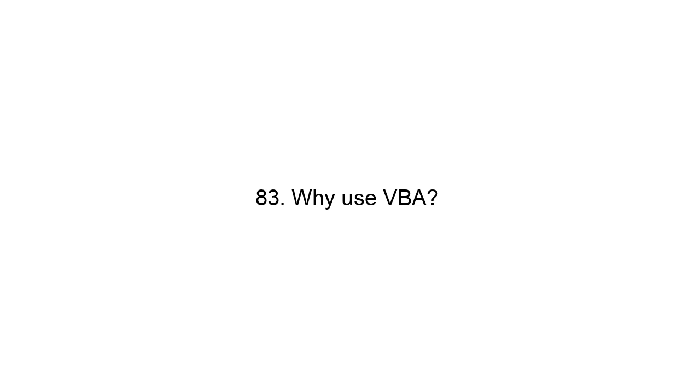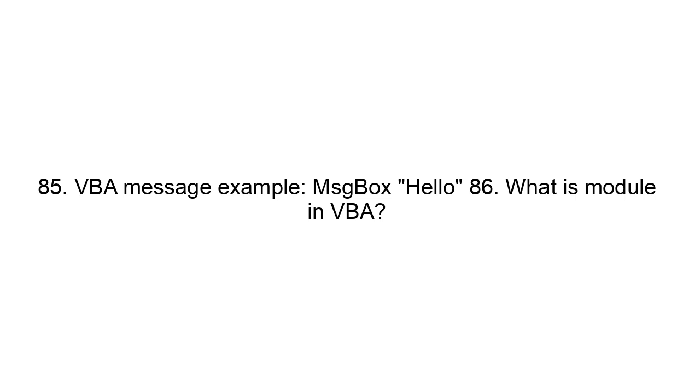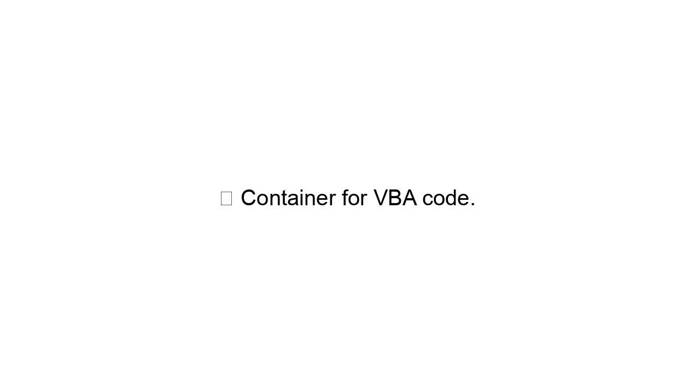83. Why use VBA? Capital automation, repetitive tasks, custom functionality. 84. How to record a macro? Developer, then Record Macro. 85. VBA message example: MsgBox "Hello". 86. What is a module in VBA? A container for VBA code. 87. What is a user form? A custom input form in VBA. 88. What is an event in VBA? An action triggering code execution. 89. What is a workbook event? An event related to workbook actions.